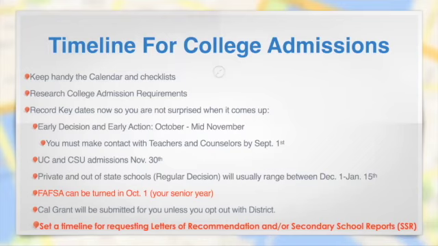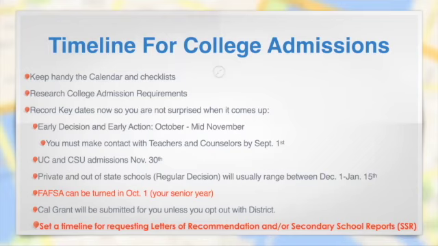UC and Cal State admissions, like I said, November 30th. Private and out-of-state schools for regular decision are usually going to range from December 1st through January 15th. FAFSA, another important date to put on there, like I just talked about. You can start doing it October 1st of your senior year. Cal Grant, all your FAFSA, basically all that needs to be done by March 2nd. So hopefully you will have done that already. And there's something called the GPA verification form through Cal Grant that finalizes your Cal Grant application.